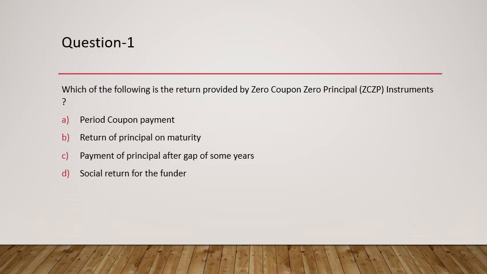So it's very obvious that the answer for this particular question is D, because the very design of a zero coupon zero principal instrument is such that you don't get paid either coupon or the principal amount.